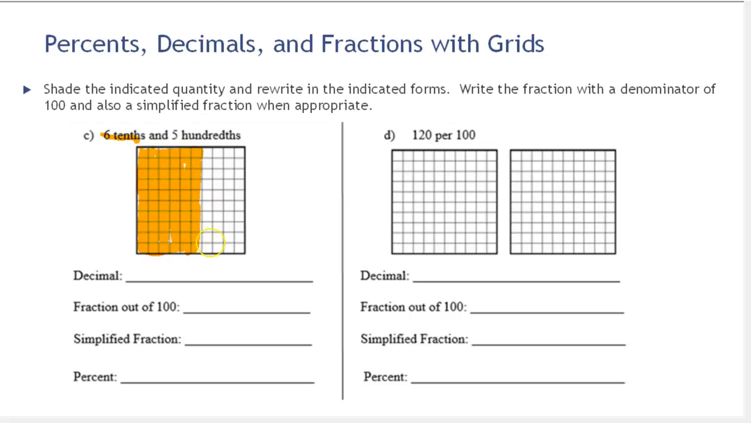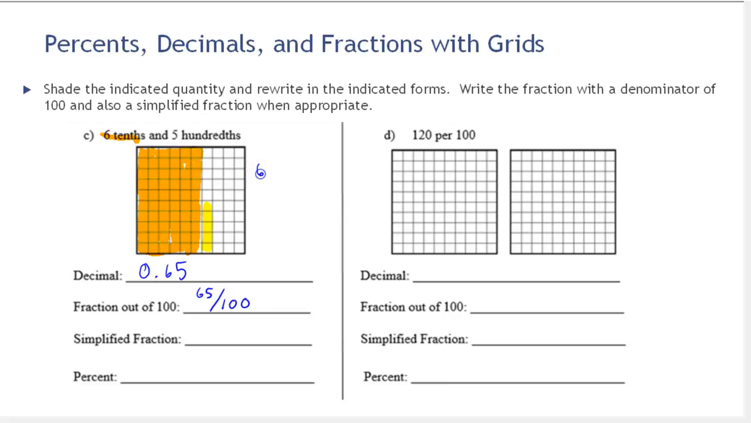And now we have 5 hundredths more. So 1, 2, 3, 4, 5. And this is 6/10 and 5 hundredths of this unit. Now, to write this as a decimal, we can see that there's 65 hundredths shaded, so this would be 0.65. As a fraction out of 100, this is 65 hundredths, so 65 over 100.